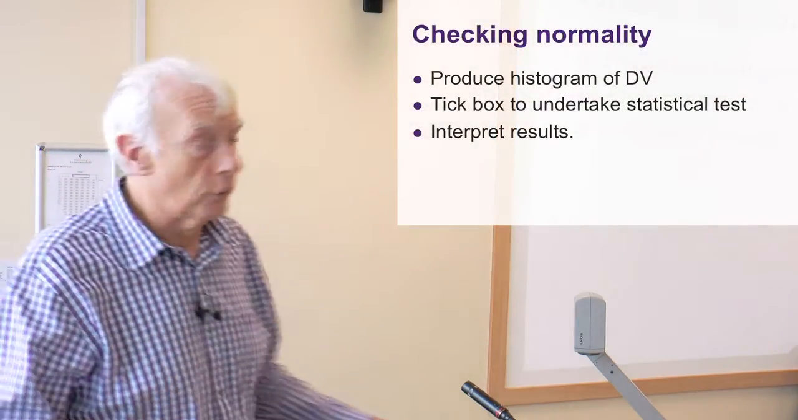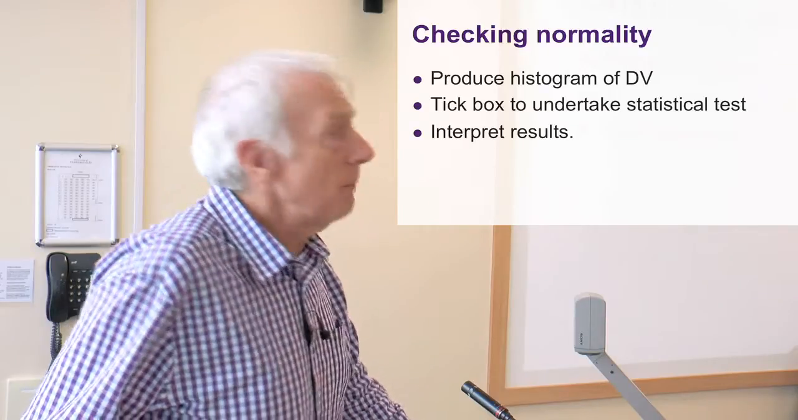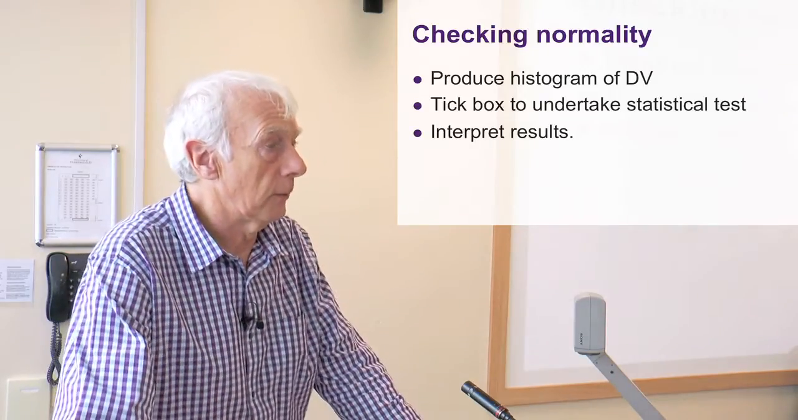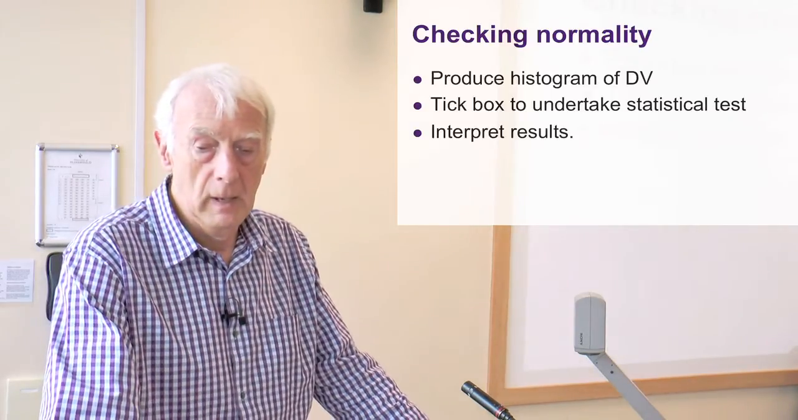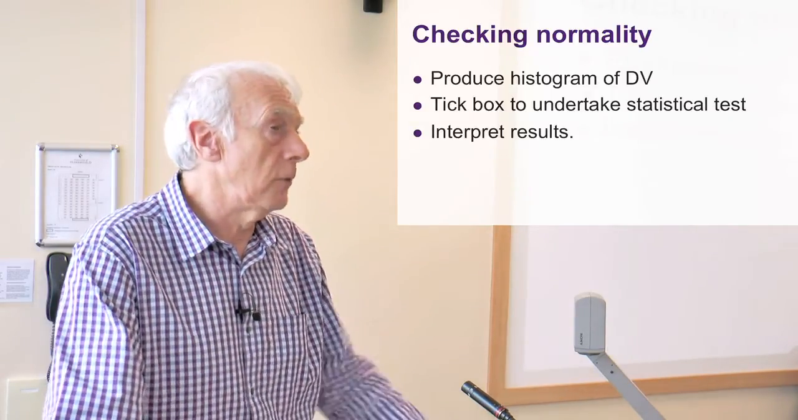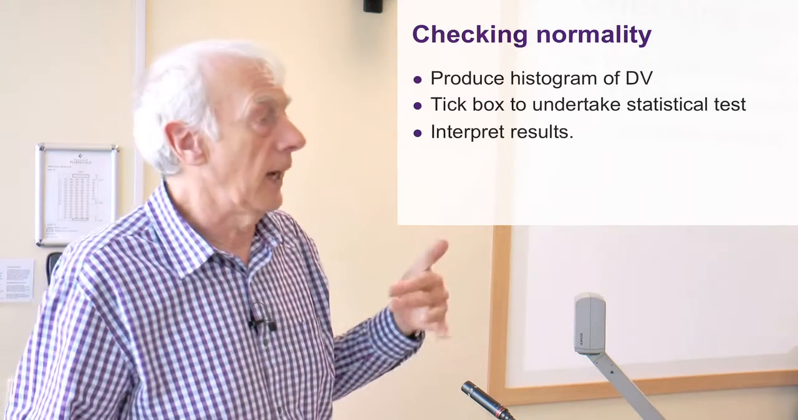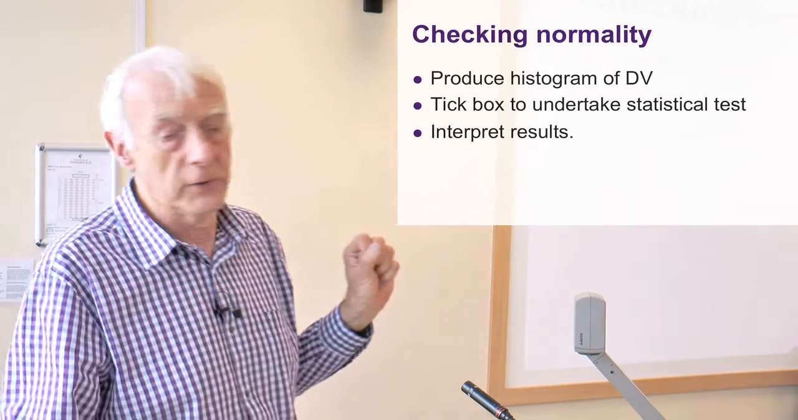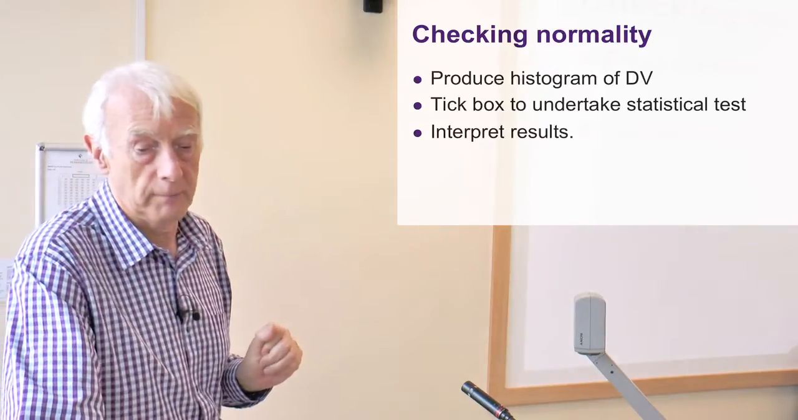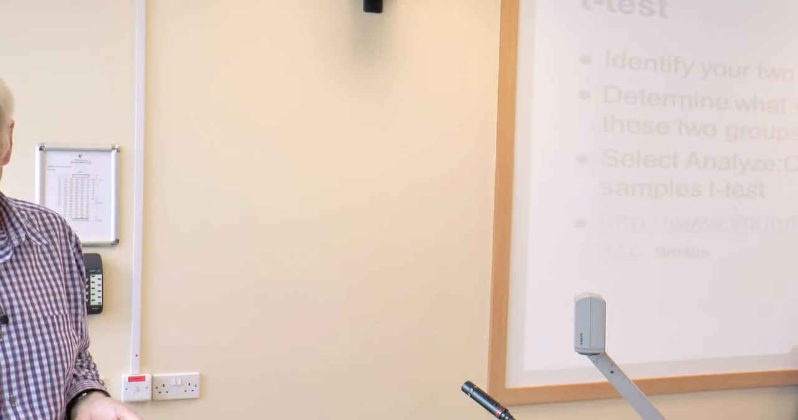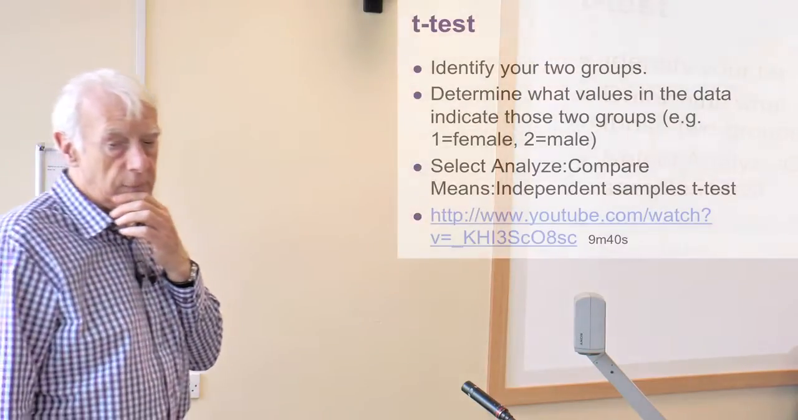But, as I said, just to reinforce that point, when checking for normality, produce the histogram of the dependent variable, in this case, the number of GCSEs in my example. There is a tick box when you choose to do the statistical test. One of the tick boxes you get in the options is to produce that histogram, and that's a good idea, so tick it and interpret the results. Okay, so let's have a look at how to do that.